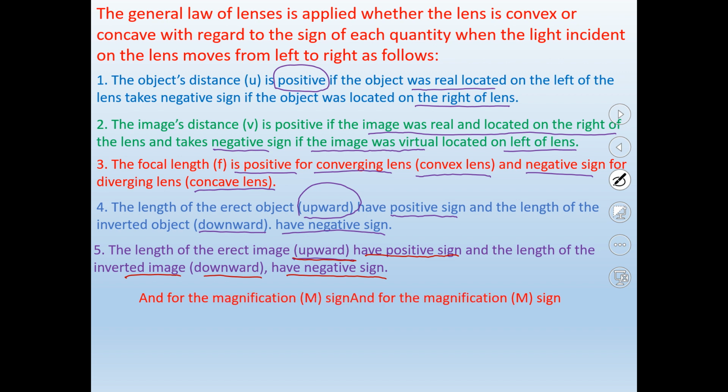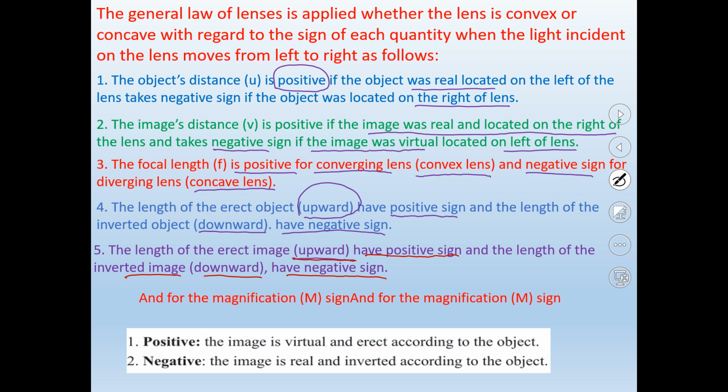And for the magnification M sign: if magnification is positive, the image is virtual and erect relative to the object. When the magnification is negative, the image is real and inverted, the opposite of the properties of positive magnification.